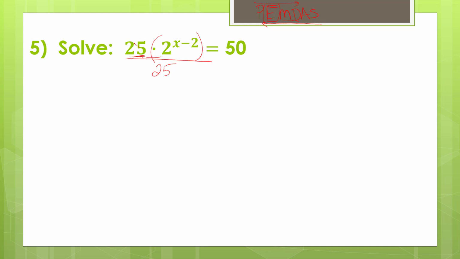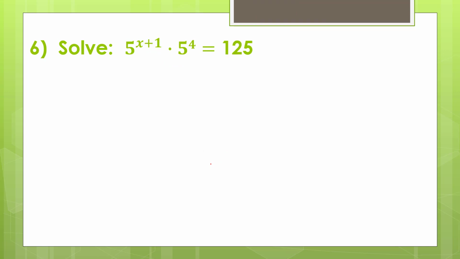25 over 25 becomes 1, so it will simplify out. What you do to one side of the equation, you have to do to the other. So 50 divided by 25 gives me 2, which is equal to 2 to the x minus 2. Now another thing I want you to remember is anytime you have an integer by itself, its power is 1. So we have like bases, x minus 2 is equal to 1. We add 2 to both sides. X is now equal to 3. And we move on to the next problem.